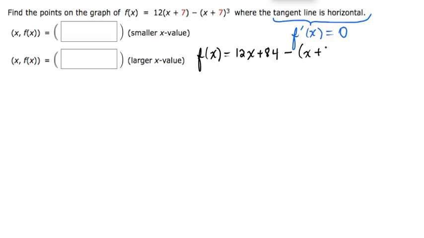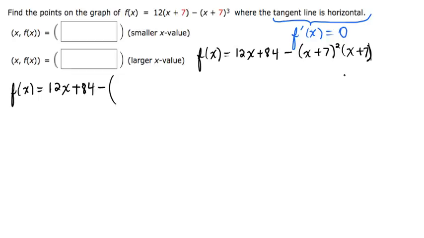So let's write it as x plus 7 squared times x plus 7. Okay. Then I'm going to bring that down here actually for space's sake. So we have 12x plus 84 minus the product of x plus 7 squared and x plus 7. So x plus 7 squared, if you FOIL that, you get x squared plus 14x plus 49. And we still have to expand that with one more factor of x plus 7 there. And so we get, let's come down here.